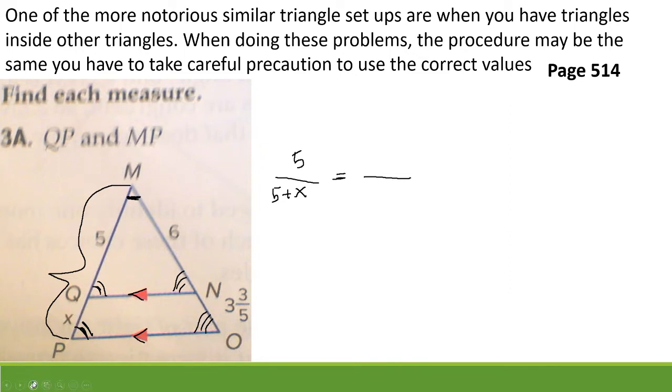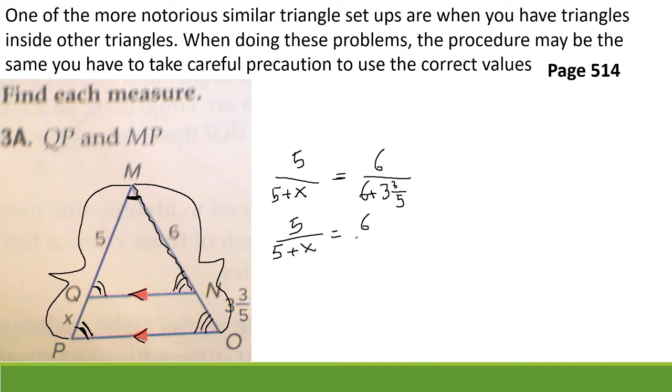So when you have a triangle inside another triangle, you often have to add pieces together to get the big triangle. And we can do the same thing on the other side. So this 6 right here is between the single and the triple. That would match up with this line right here, MO, which would be 6 plus 3 3/5, because that entire length is both sides together, not just one. So first off, what I would do is I would keep my first fraction the same.